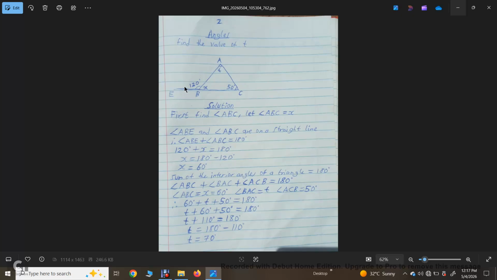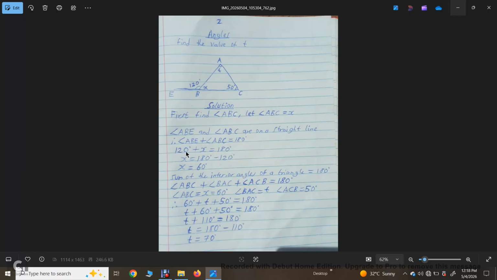You start from here, 1 degree, 2 degrees, 10 degrees, 20 degrees, 50 degrees, 100 degrees, 120 degrees, 150 degrees, 160 degrees, 180 degrees. I hope you get it. So it means this angle plus this angle is equal to 180 degrees. That is why we got this formula: angle ABE plus angle ABC is equal to 180 degrees.